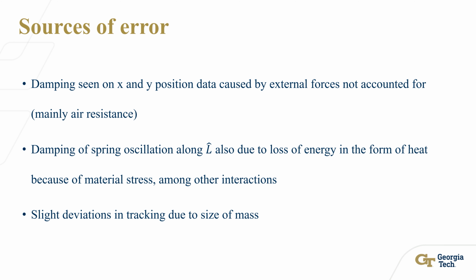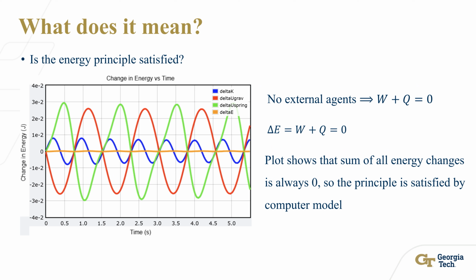As there are no external agents, the work and the heat transfer should be equal to zero. Then the change in energy of the system should be equal to zero. The plot shows that the sum of all energy changes is always zero, so the energy principle is satisfied by the computer model.